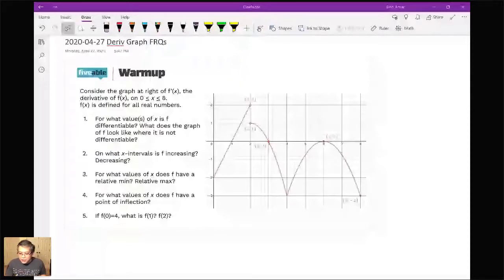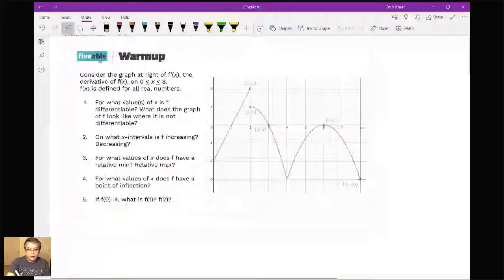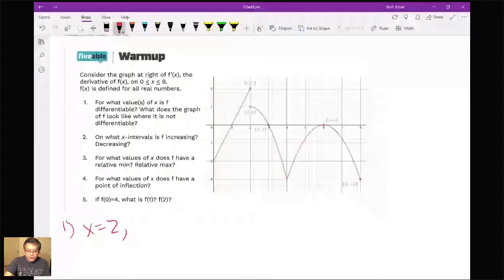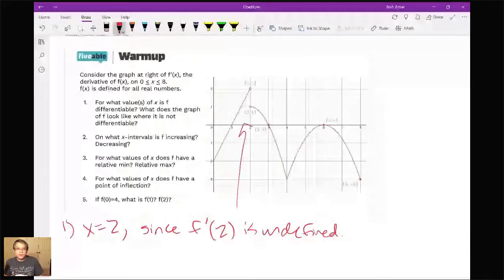Okay, so I've got lots of answers about x equals 2. Let me double check, make sure I'm doing the right thing there. I certainly see that. So let me just start writing some answers down here. For part 1, x equals 2, since f prime of 2 is undefined, right? It has a hole at x equals 2.